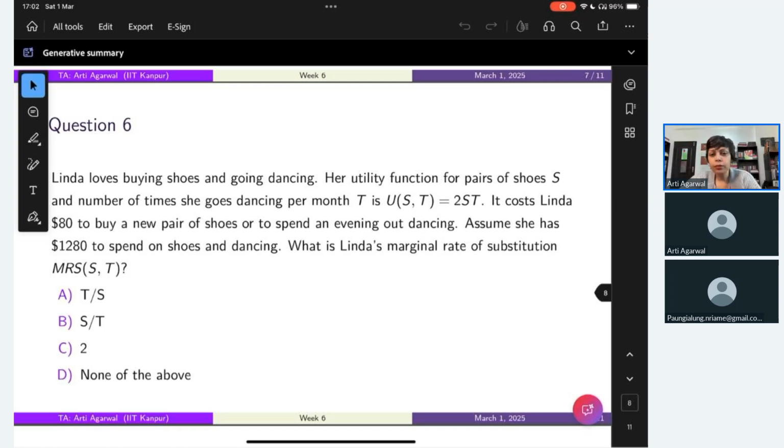And in the meantime, this is like similar to whatever we have solved till now. So please try to solve this yourself, and then I'm going to solve it.